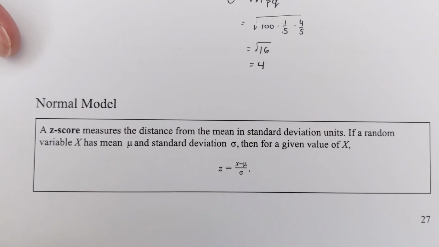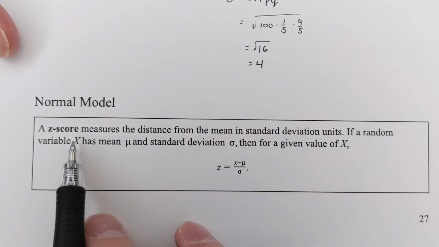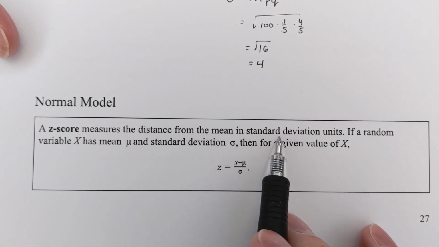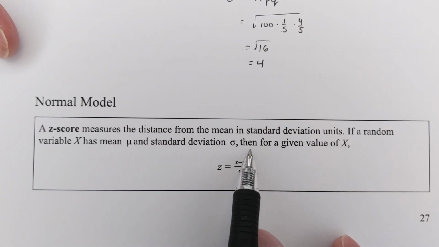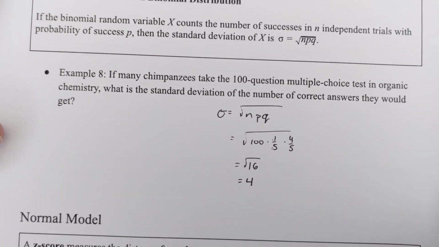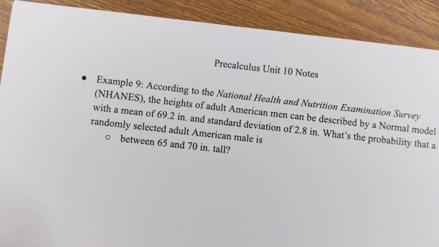Okay, normal model. We have this thing called the z-score. A z-score measures the distance from the mean in standard deviation units. For a random variable x with mean mu and standard deviation sigma, for a given value of x, z is equal to x minus mu over sigma. So you're counting the standard deviations, while you divide by it.